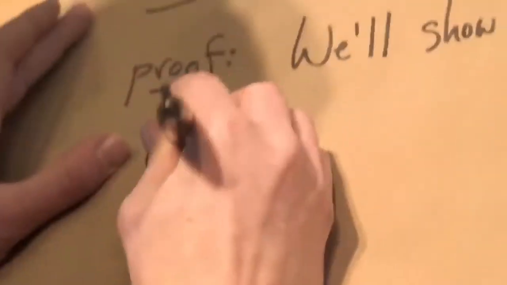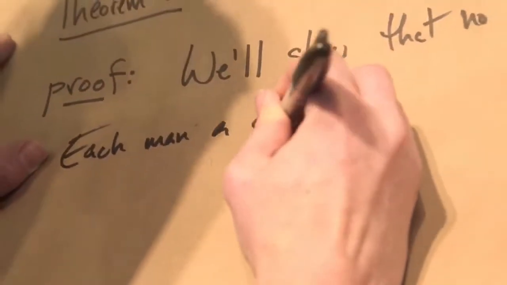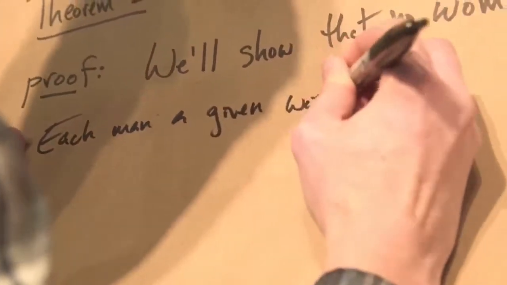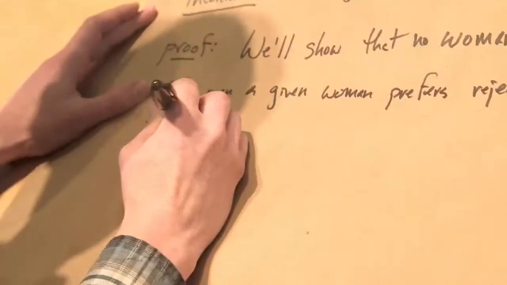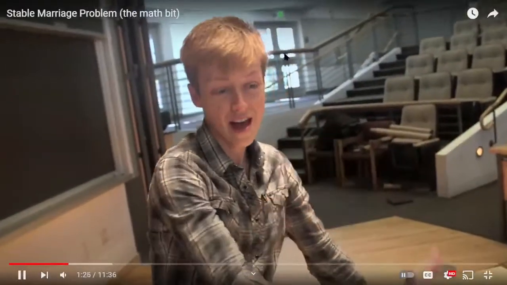Each man a given woman prefers rejected her along the way. Because of the design of the algorithm, she starts with her first choice and is only rejected if that man she likes best is proposed to by somebody he likes even better. So every man that she prefers rejected her because he traded up, because he's with a better match. So even though she might like to be with him.